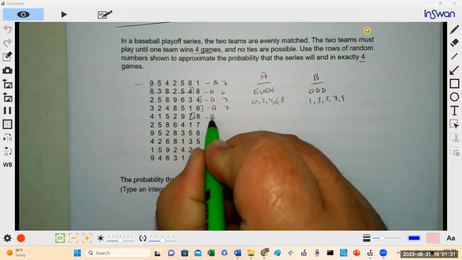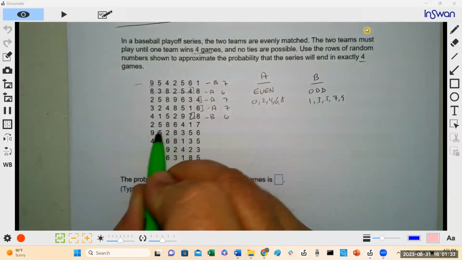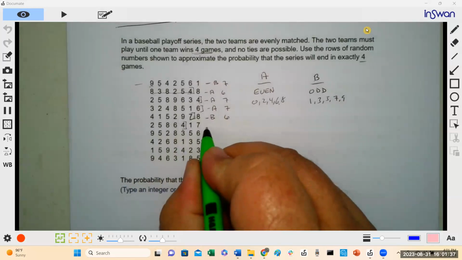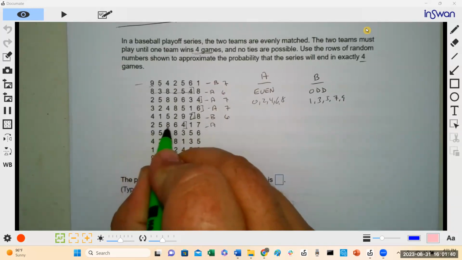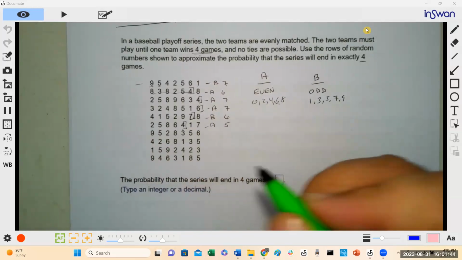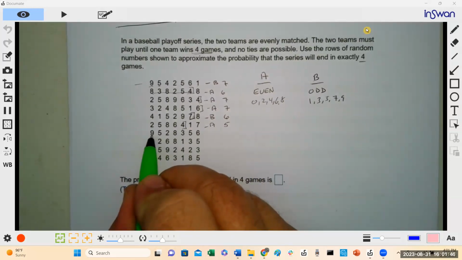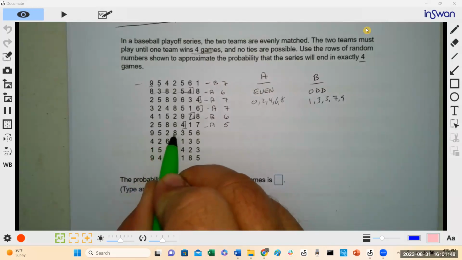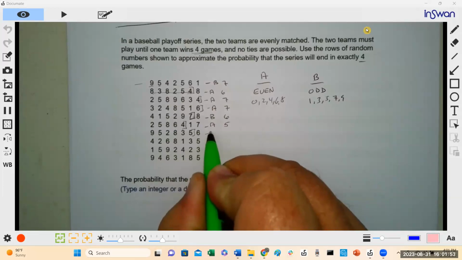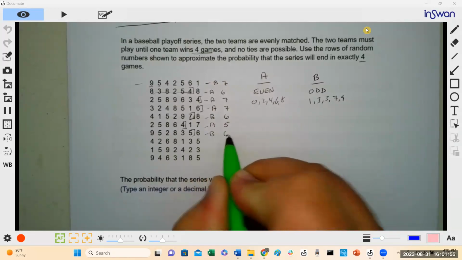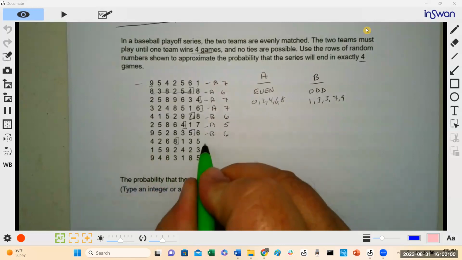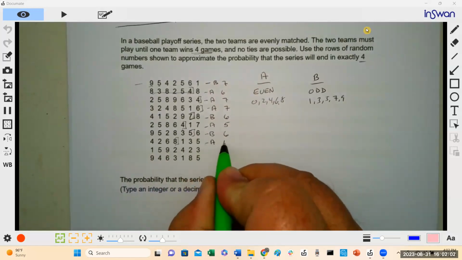So Team B wins in 6. 1, 2, 3, 4. Team A, since there are 4 even numbers in the first 5, they win it in 5. Then 1, 2, 2, 2, 3, 2, 4, 2. Team B wins that one in 6. 1, 2, 3. Oh, wow. So Team A wins this in 4 games.